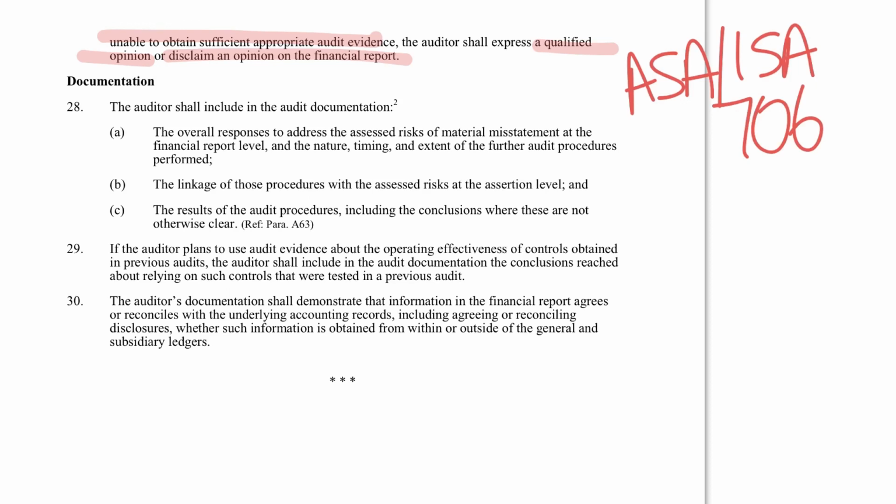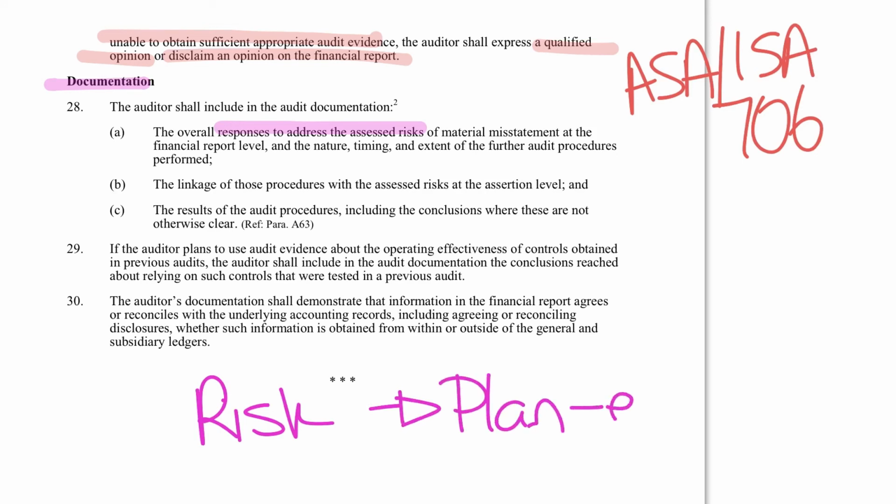Our very final area within the standard is, of course, the one I always do and I've been doing in pink, is our documentation. So what do I need to include? My responses to my risks. So if I have my risk, all right, so essentially I'll have my risk, and then next to that, I'll have my plan. What am I going to do to gather evidence to find out if that risk actually resulted in a misstatement? So that's the risks and the linkage of the procedures. That's sort of the plan, and then the results. So I've got my plan, and then that will help me generate my actual audit evidence.